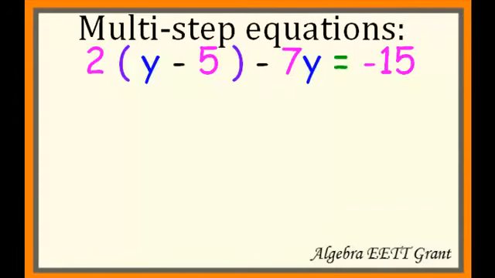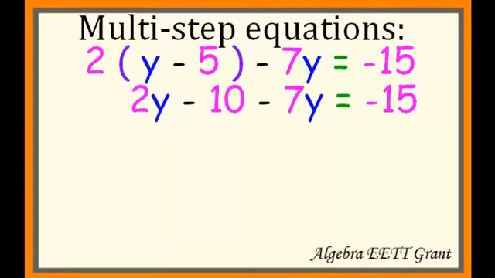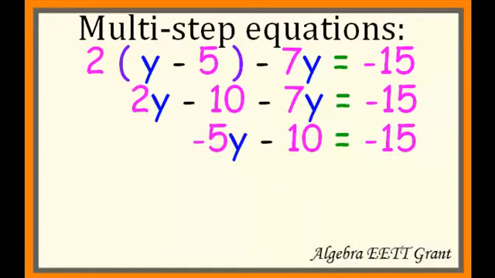Now let's look at a multi-step equation. In other words, this one's going to take more than 2 steps. How do we do a problem that looks like this? Well, with any equation, the first thing you have to deal with is the parentheses. So to get rid of a parentheses, when it's multiplied by a number out front, like in this case 2, we must distribute the 2. 2 times y is 2y, and 2 times the 5 is negative 10. Now, everything else I just brought down. Now, we collect like terms. So the 2y and the negative 7y will give you a negative 5y. Now, the negative 10, I just brought it down, and the negative 15, I brought it down.